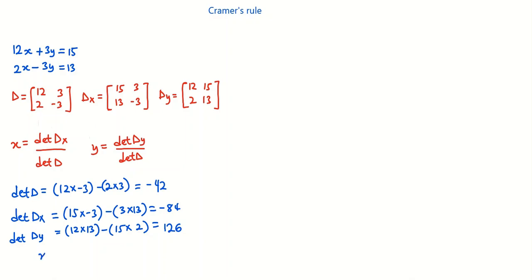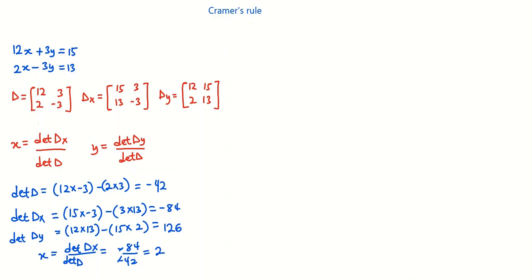So for x, that will be the determinant of D sub x divided by the determinant of D. We know the determinant of D sub x to be minus 84. So we're going to have minus 84 divided by minus 42. The negatives will cancel out, and then we are going to have 84 divided by 42, and that will give us a value of 2. So that means that x is equal to 2.